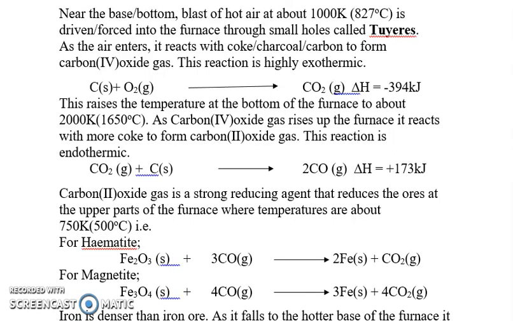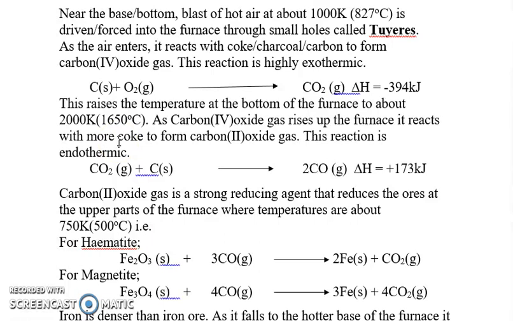Near the base of the blast furnace, hot air at about 827 degrees Celsius is driven into the furnace through small holes called tuyeres. As the air enters, it reacts with the coke, which is carbon, to form carbon(IV) oxide gas. This reaction is highly exothermic, producing a lot of heat. So the equation is carbon plus oxygen to form carbon(IV) oxide. This raises the temperature at the bottom of the furnace to about 1650 degrees Celsius.